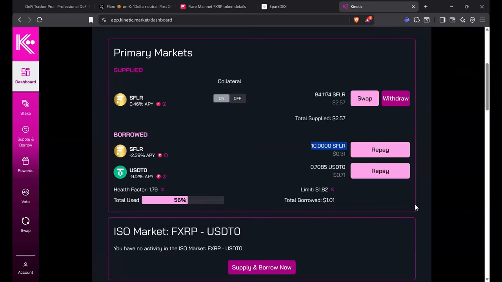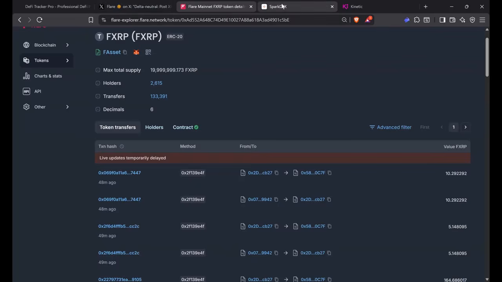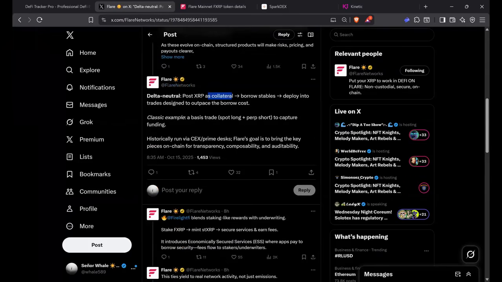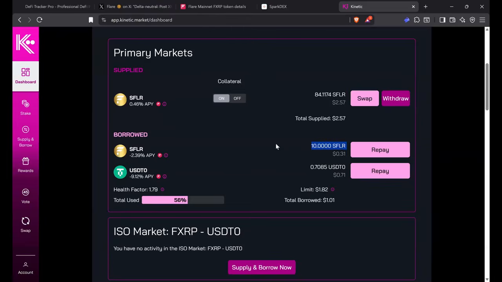And this is the part that I was saying about, what I showed you guys here. Where is it? Yeah, you post XRP as collateral, you borrow a stable coin, you deploy into trades, and then on the other side of the range, you're shorting that same position. So you can short it on a perpetual market, or you can also short by borrowing crypto. And that way you can keep it. It's advanced and it's complex, but it can be done.